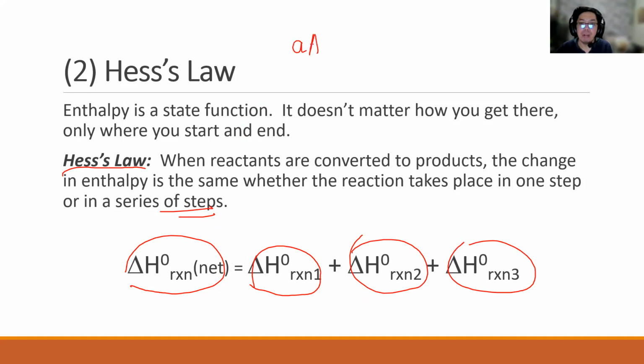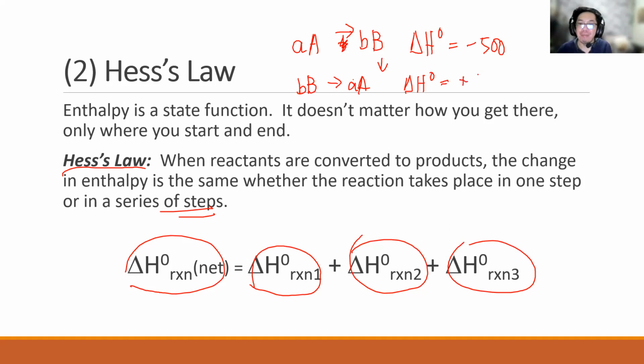So let's say meron kang reaction na ganito, Josh. Tapos may delta H na siya. Let's say ang value niya ay negative 500. Paano kapag binaliktad ko yung equation? What happens to your delta H? It reverses sign. Very good. Dapat matandaan mo, it reverses sign.